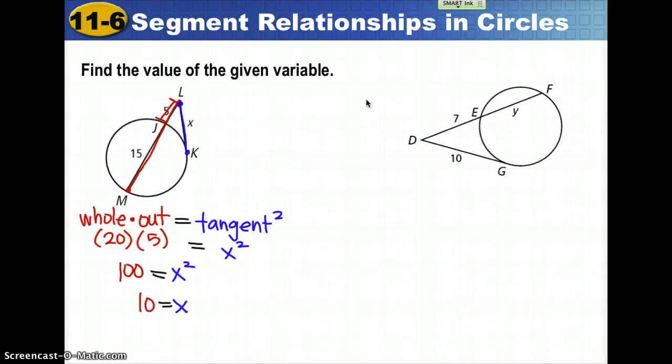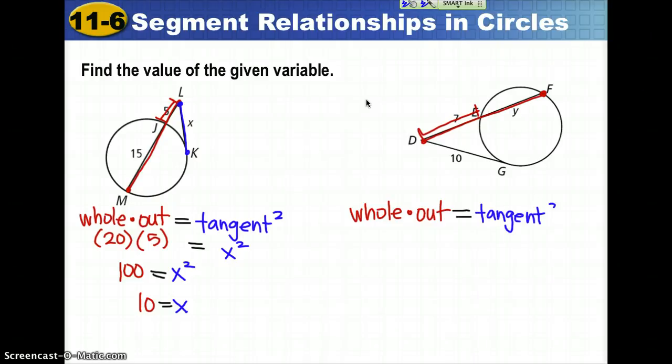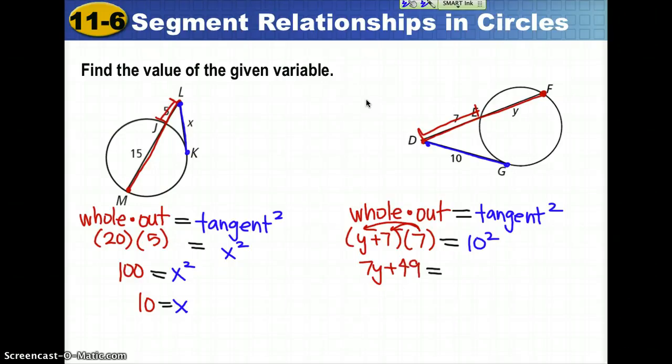So the other one. The other side, we got our secant segment, DF. The whole thing is DF. The outside is 7, DE. Whole times the outside, that equals the tangent segment squared. The whole thing here is y plus 7. The outside is just 7. The tangent is 10. 10 squared. Distribute our 7. 7 times y, 7 times 7, 7y plus 49. That equals 100.